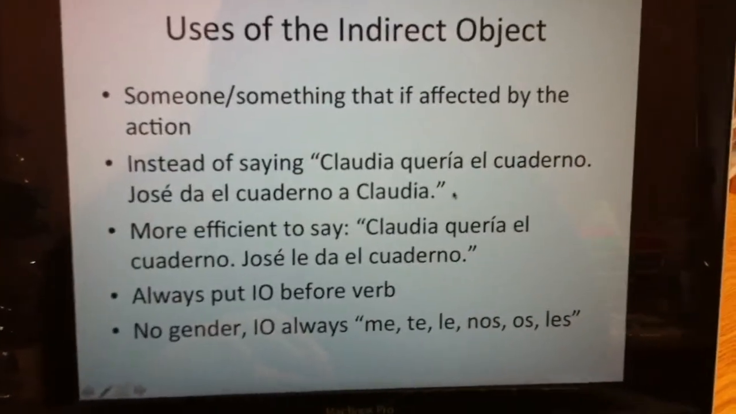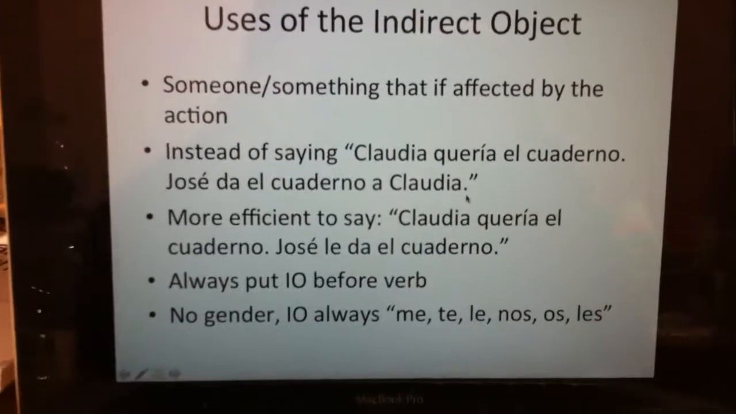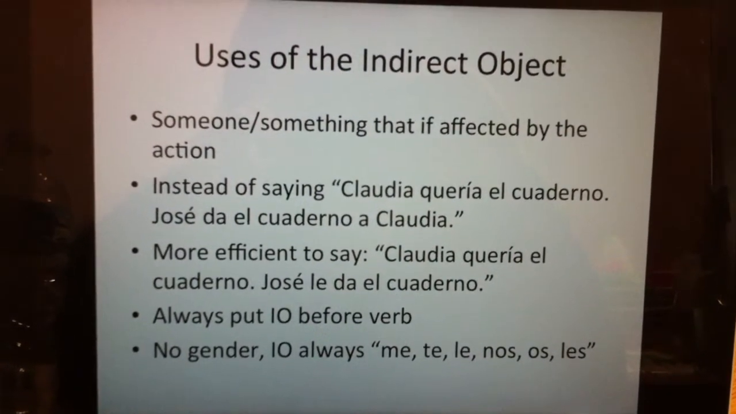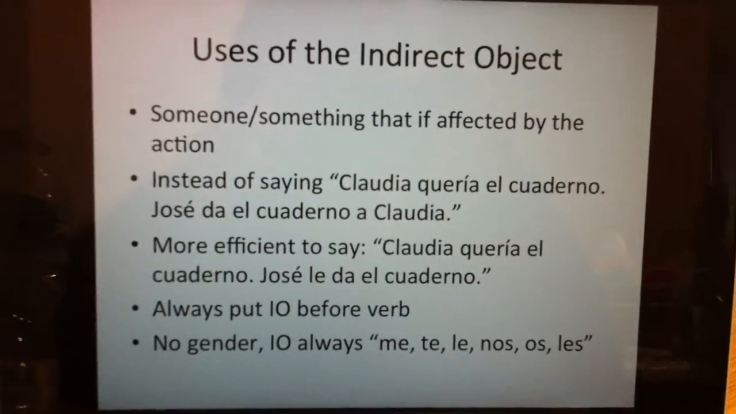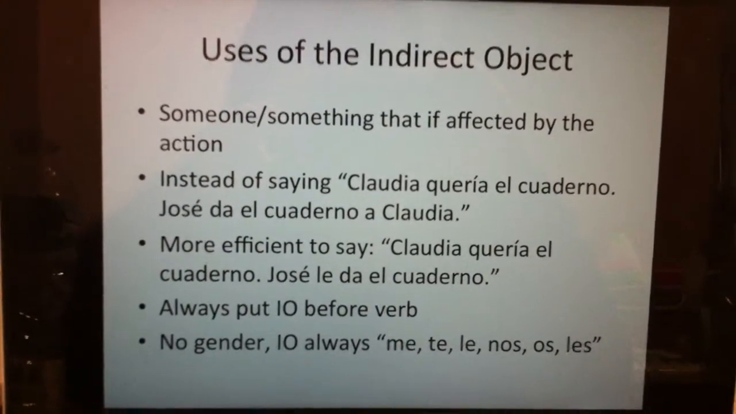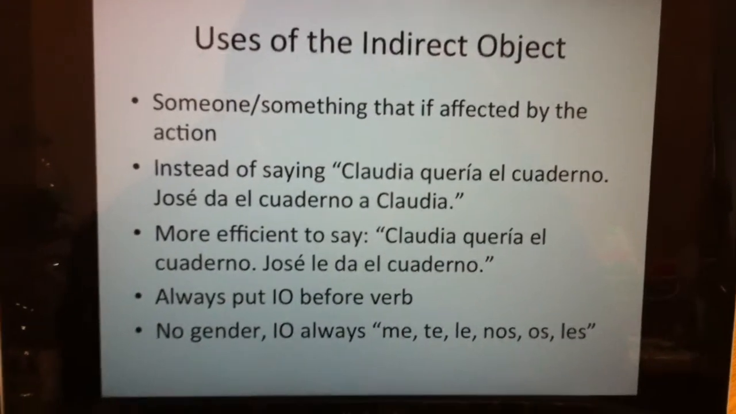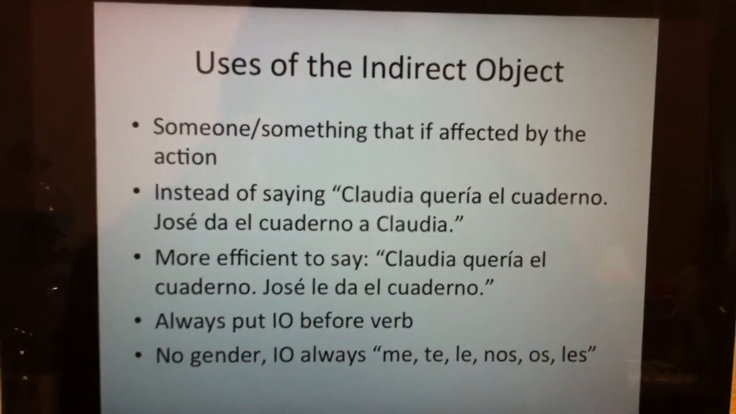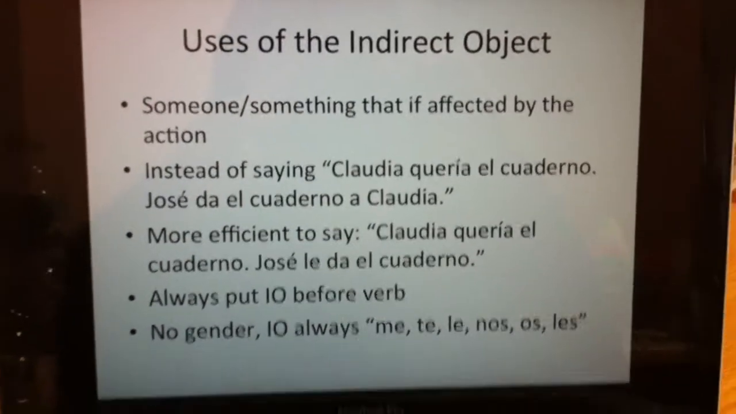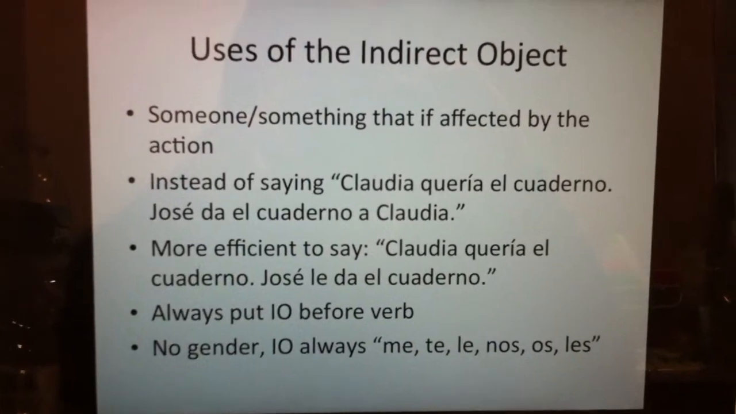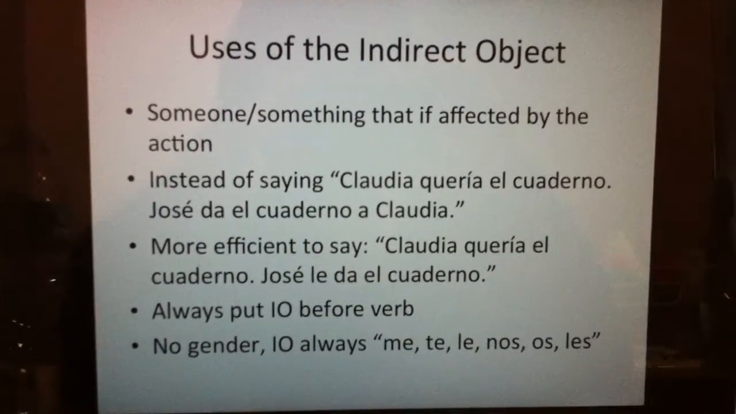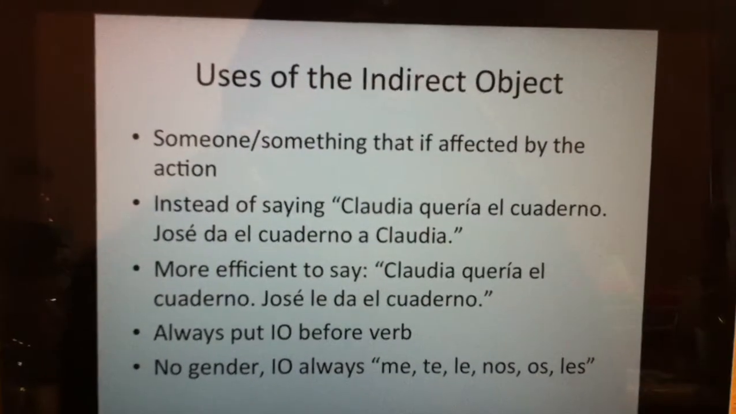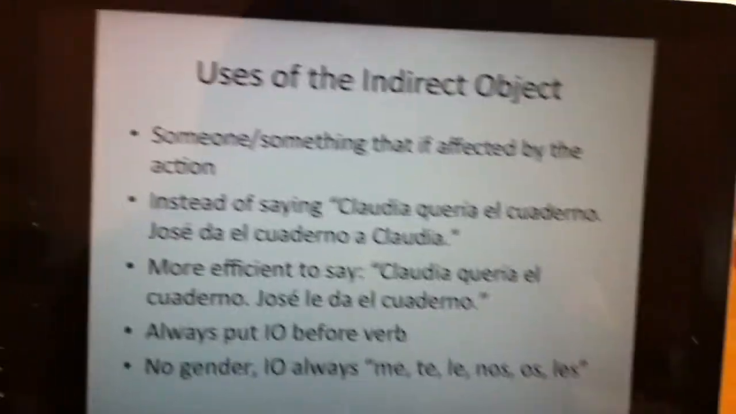And instead of saying Claudia twice in two sentences that are back to back, it's more efficient to say Claudia quería el cuaderno. José le da el cuaderno. And you always put the indirect object before the verb, just like the direct object. And there's no gender, so indirect objects always just go me, te, le, nos, os, or les.